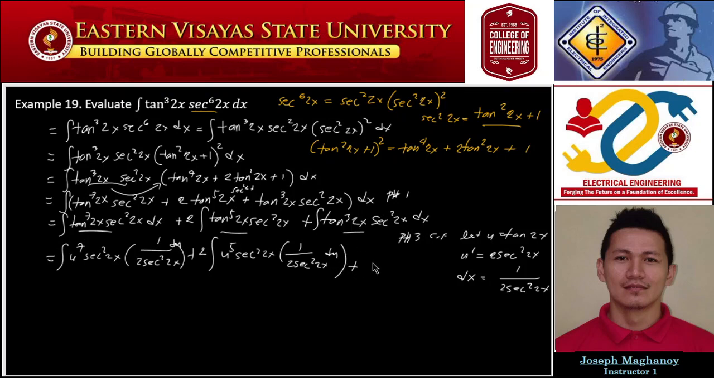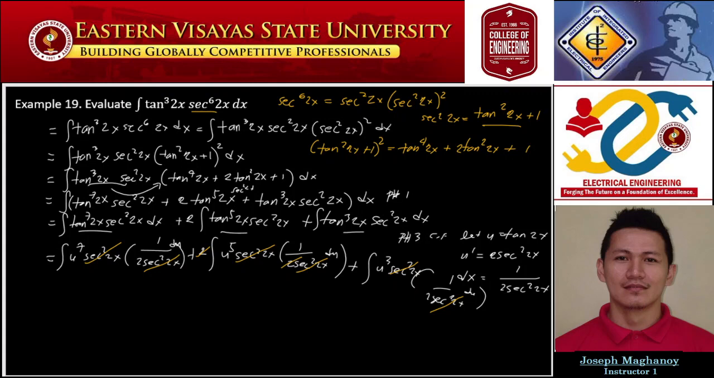Then for our third function, integral of tangent, we replace it with u cubed, secant squared 2x. Our dx, we replace it with our correction factor, one over 2 secant squared 2x du. Okay. So we cancel some common terms. The secant squared 2x cancels in each term. So we have a remaining real number constant of 1 half. But in our second term, 1 half, these two can be cancelled.